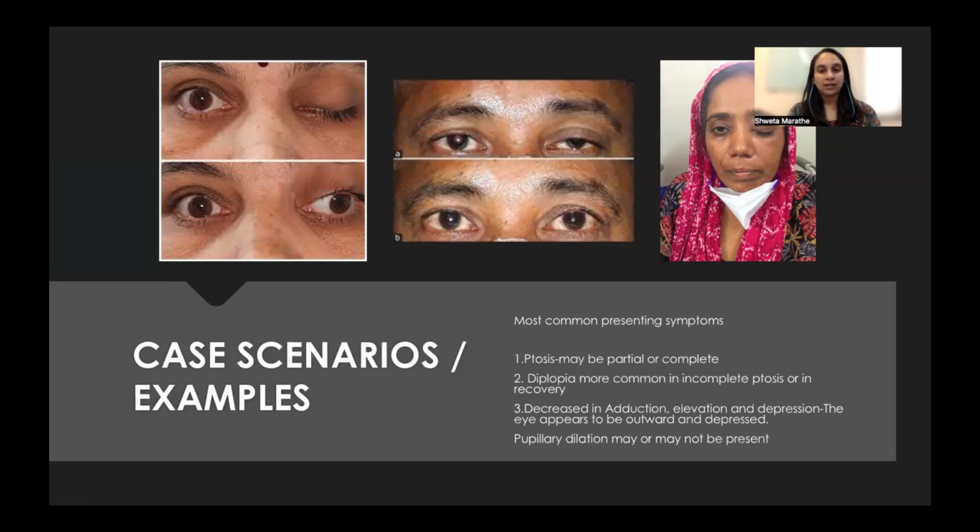There would also be decreased adduction, elevation, and depression. The eye will appear to be outward and depressed. Pupillary dilation may or may not be present.